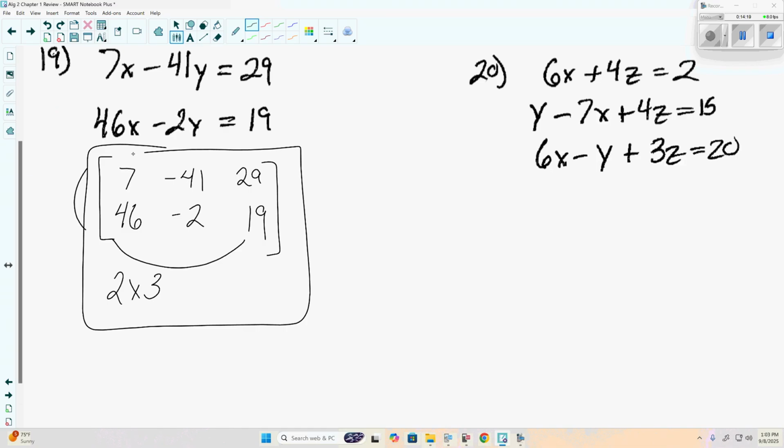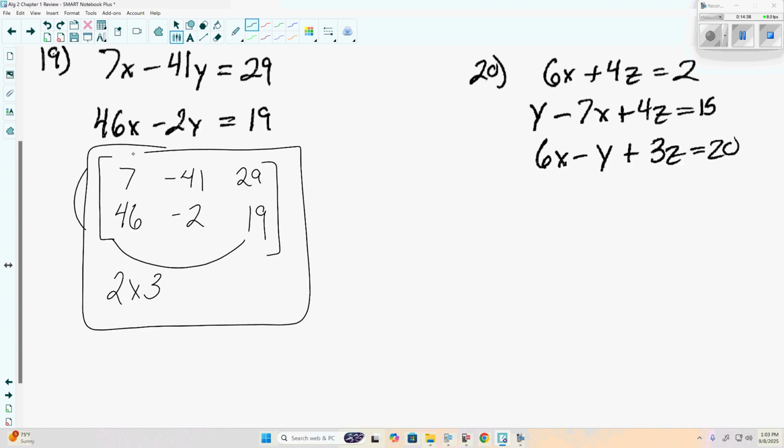Questions on number 19? We can look at number 20. So the first equation, 6x plus 4z equals 2. Variables on one side, numbers on the other. We are in alphabetical order, so we're good there.